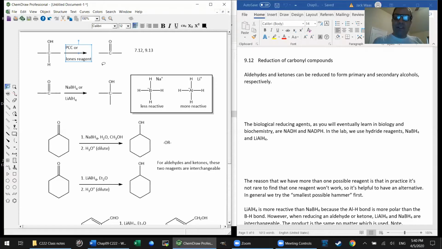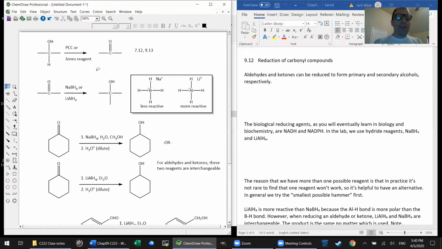Jones reagent is harsher and will oxidize a primary alcohol all the way up to a carboxylic acid. In fact, Jones reagent will also oxidize an aldehyde up to the corresponding carboxylic acid. And either of those two reagents will give the same result when oxidizing a secondary alcohol. The only possible oxidation product is a ketone, so it doesn't matter which of those reagents you use. They are interchangeable when it comes to oxidizing secondary alcohols.